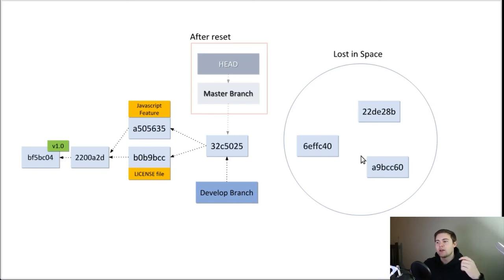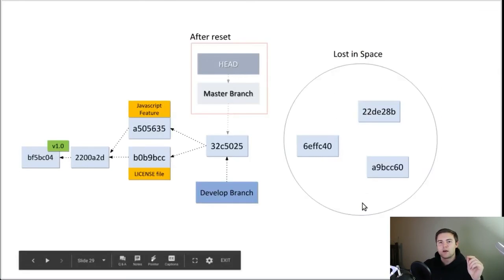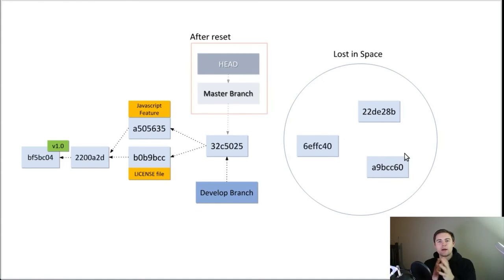Now, depending on which version of the command that you use, you may or may not delete the working directory. So in other words, if we use the Git Reset Soft command and then we come back to this state, we will still have the file changes that went into these commits. They'll just all be globbed together.